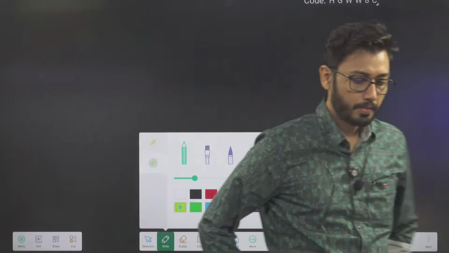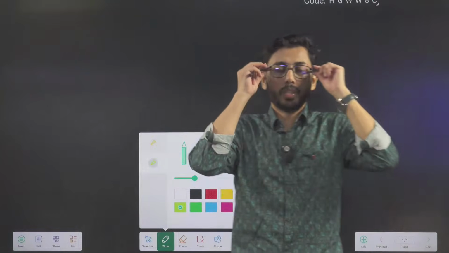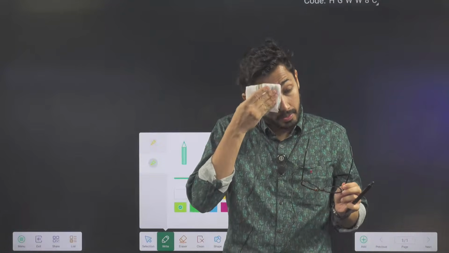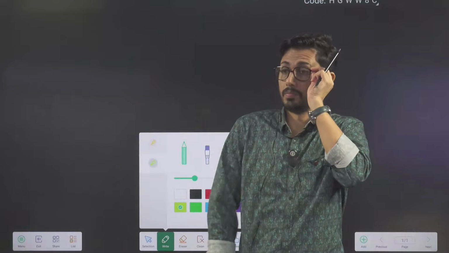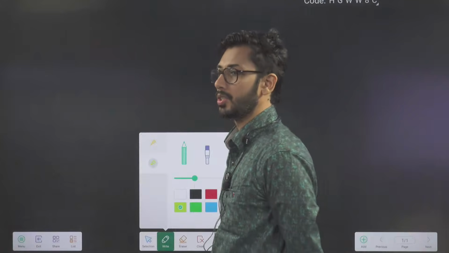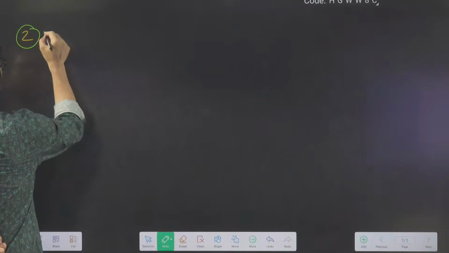Okay, so last lecture we discussed up to which part? We discussed structural isomerism, chain and position, I think. Chain isomerism is done, and position is not started. Fine. So starting with the second one, which is position isomerism.